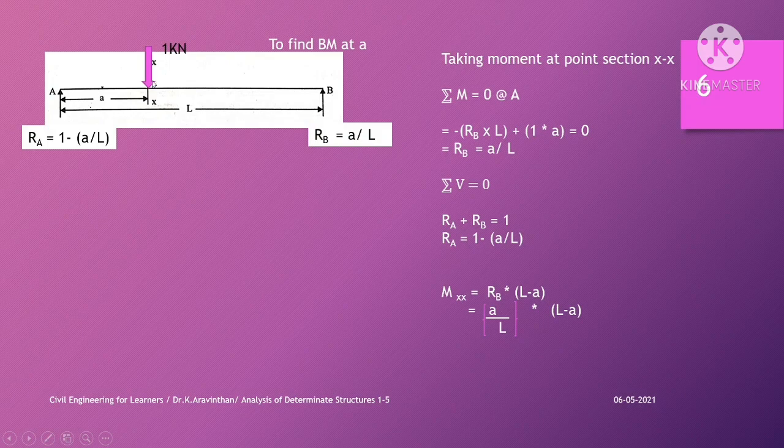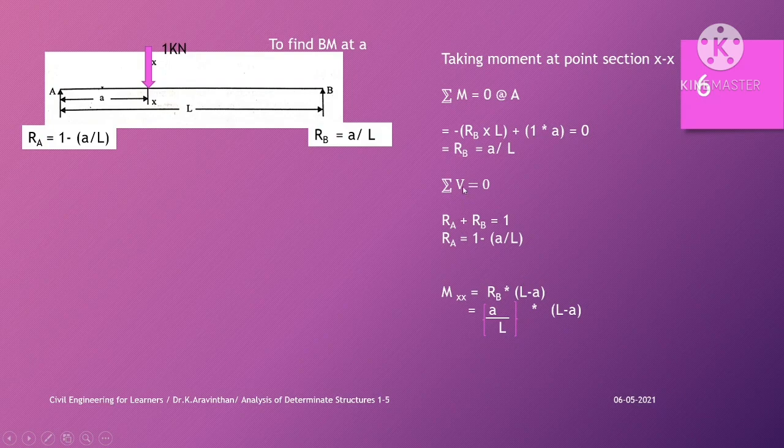So if I want to find it, I can look at either the right hand side or the left hand side. Now I will be looking at the right hand side. So RB into distance. The total distance is L, and from the point A to the load, this distance is A. So if I need the intermediate distance, I can substitute L minus A. So that will be the distance of RB up to XX. So I will be multiplying load into distance. So the load is RB, and the distance is L minus A.